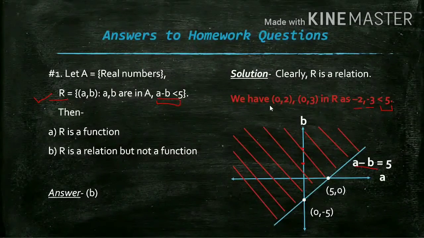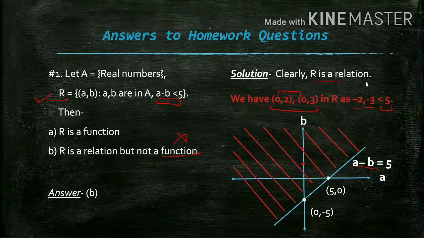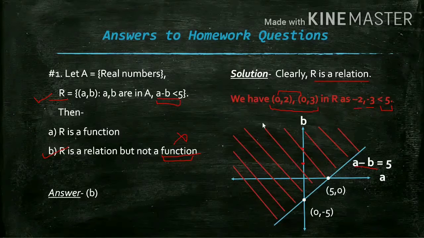Now, these 2 points fail the condition for R to be a function. How? These are two different ordered pairs and they have the same first component, which we do not allow for a function. So that means R is not a function, just a relation, and that means option B is correct. I picked up these 2 points 0, 2 and 0, 3. You can put any 2 points just in order to show this property.